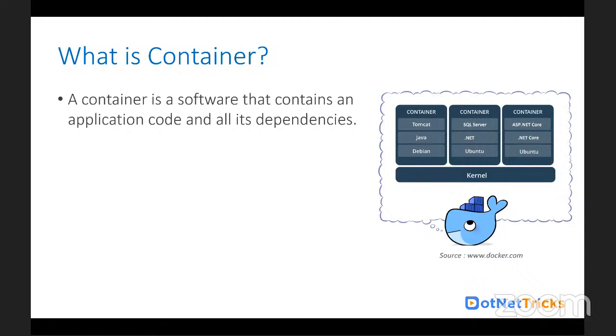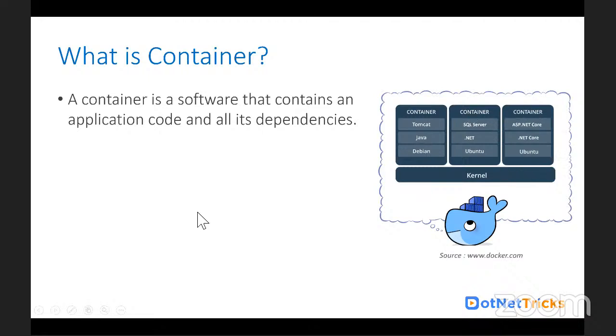Similarly, if you are willing to run an ASP.NET Core application, I need .NET Core and I need the base operating system image. A .NET Core application can be deployed to a Windows machine, and it can be deployed to Ubuntu or Linux also. In this picture, we are using Ubuntu as the base image, then we are using .NET Core, then we have our application code over there. So this complete container contains everything for running my application.